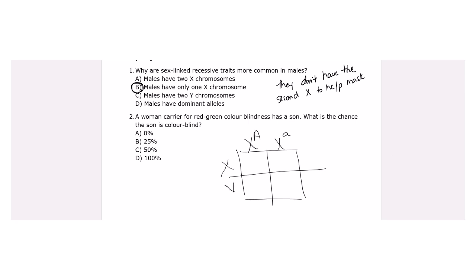Well, we know he has an XY, right? Okay, so what is the dad giving the son? One. The Y, right? So the dad doesn't really give the red-green, right? So she's going to give him one big A, one little a. So what's the chance of the son? 50%. Good.